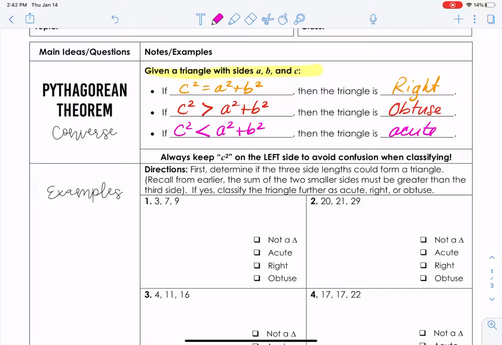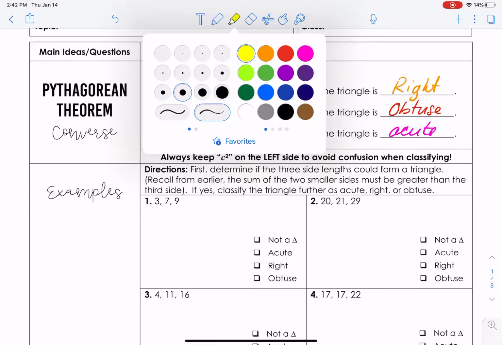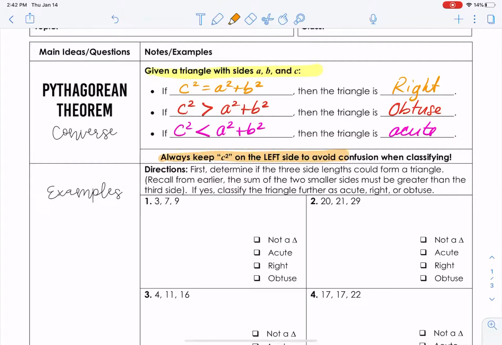So let's start with some notation issues. First, we're going to keep C on the left just to kind of keep it organized. Remember that C is what we're comparing things to. And so I want to have it kind of on its own side, so we're just going to keep it on the left for organizational issues.